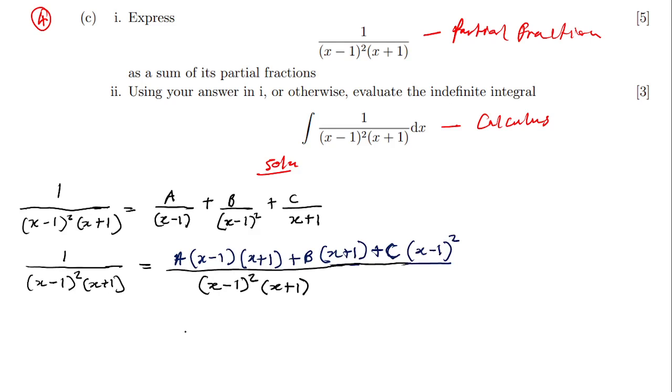Now if you look at what is on top and what is down, what is down is the same, but what is on top is what is different. So you can easily just get what is on top, which is 1 equals A, open bracket (x minus 1), close bracket (x plus 1), then plus B, and then (x plus 1), close bracket, plus C, and then open bracket (x minus 1), close bracket, squared. So that is what is on top.